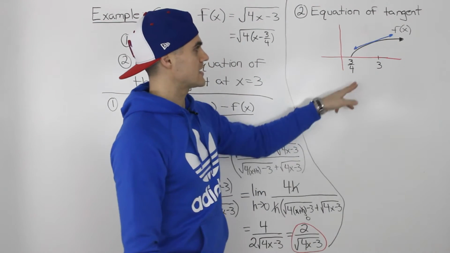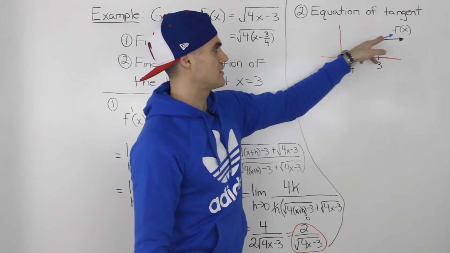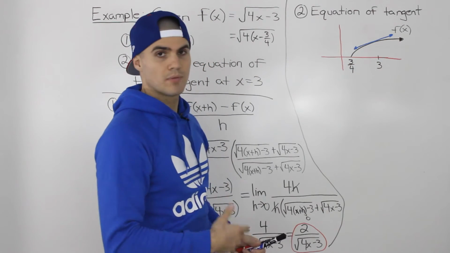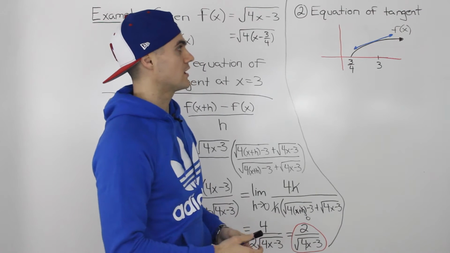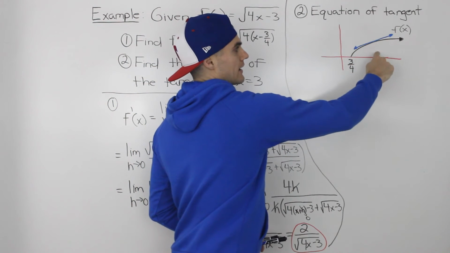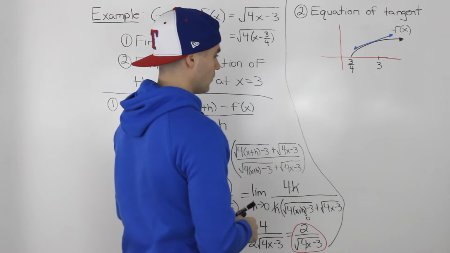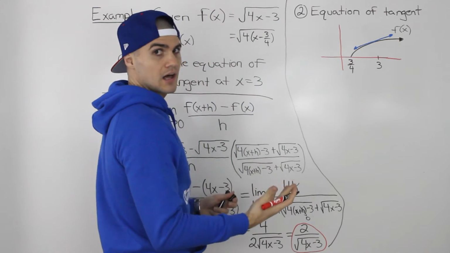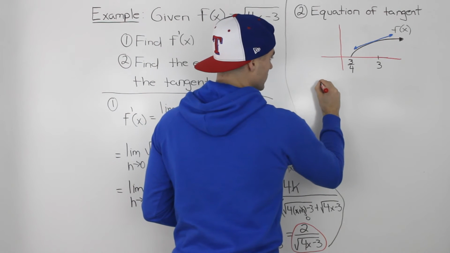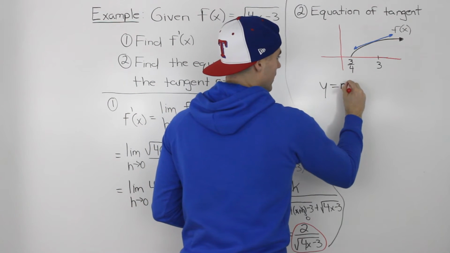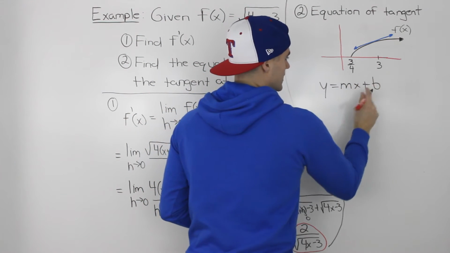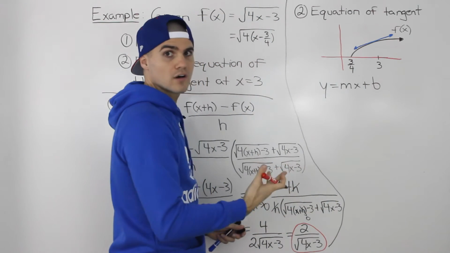So if we draw a tangent at that x value of 3, it's going to be this blue line here. So we basically have to find the equation of this blue line at an x value of 3, the tangent on the function. Now, we know that because it's a line, our final answer is going to be in y equals mx plus b form. That's basically the equation of a line.